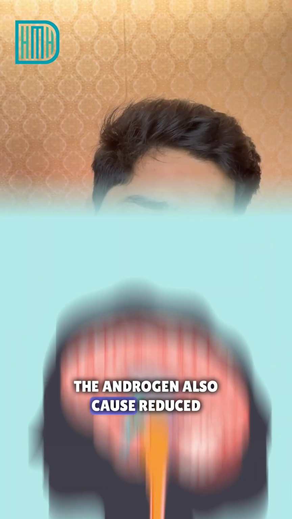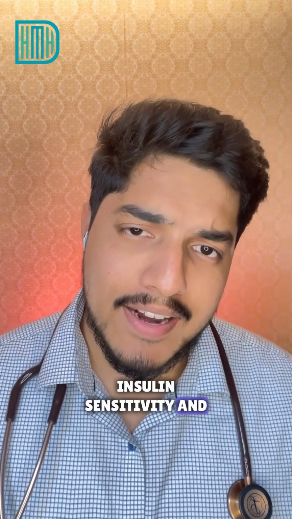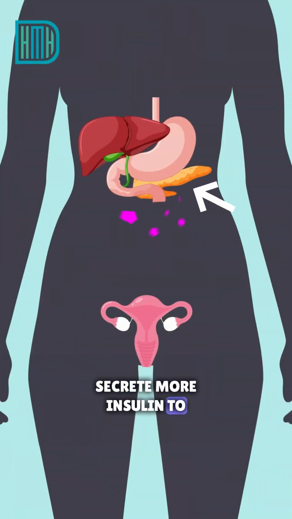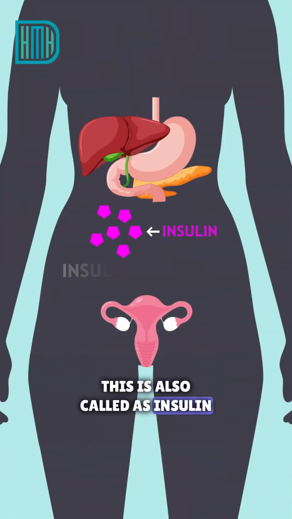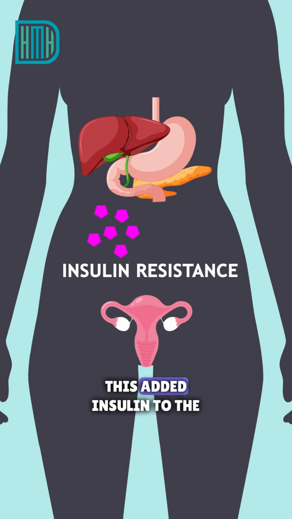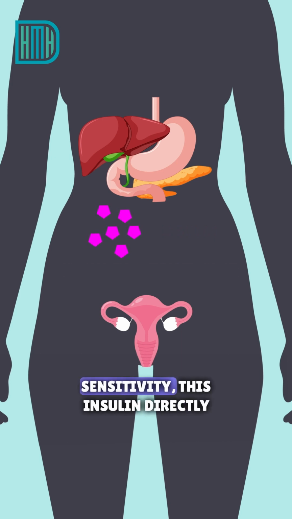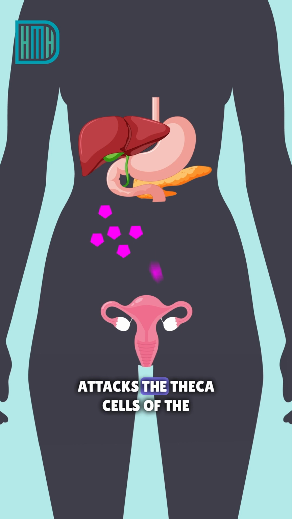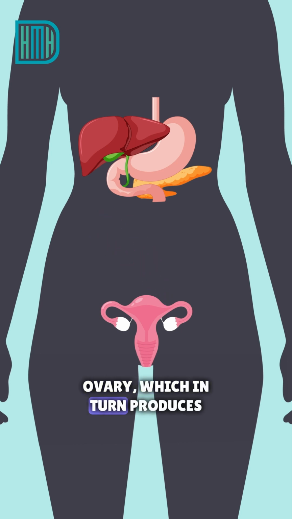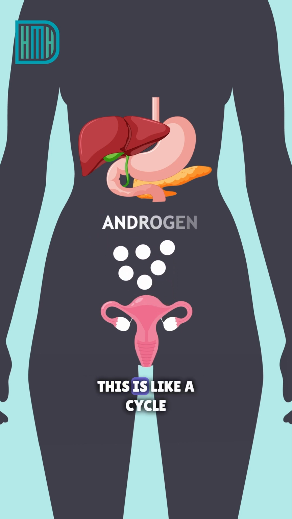The androgen also causes reduced insulin sensitivity, and hence the pancreas will secrete more insulin to compensate. This is also called insulin resistance. This added insulin in the bloodstream, due to the reduced sensitivity, directly acts on the theca cells of the ovary, which in turn produce more androgen. This is like a cycle.